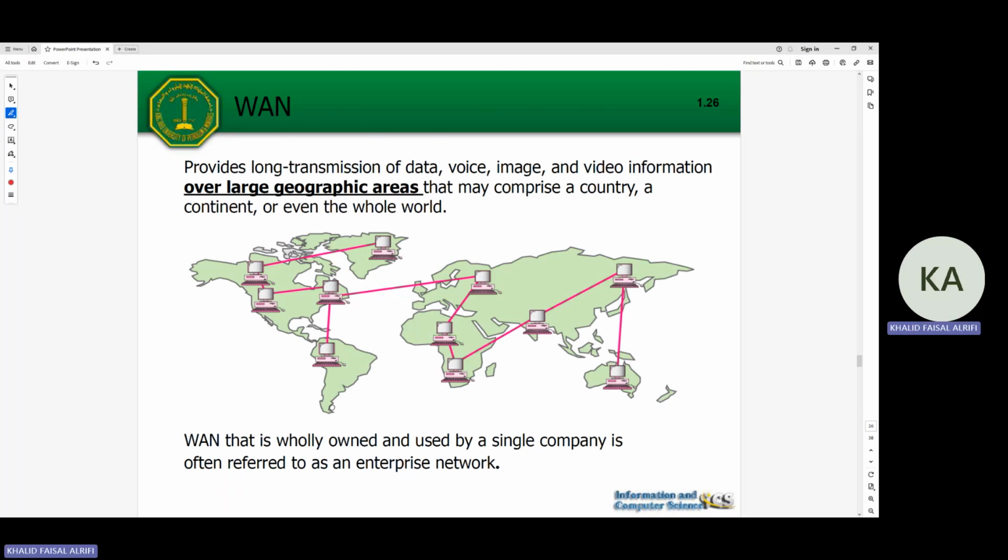The WAN, of course, is the biggest one of them. It covers large geographic areas, which may comprise a country, a continent, or even the whole world. So it's very wide. One that is wholly owned and used by a single company is often referred to as an enterprise network.